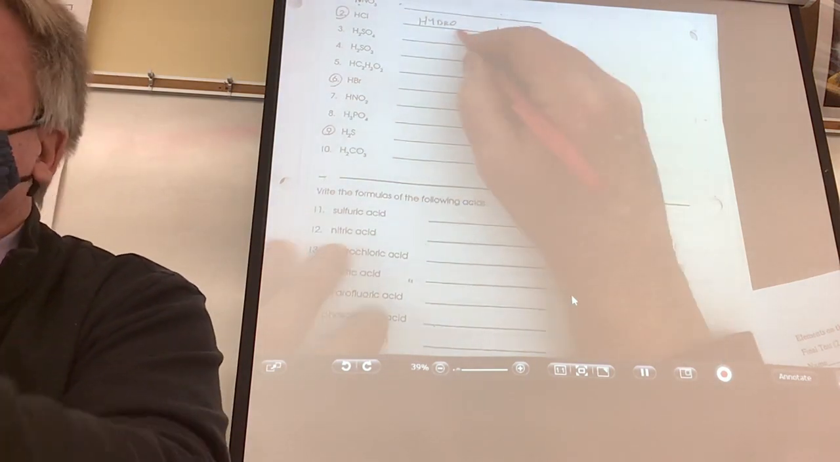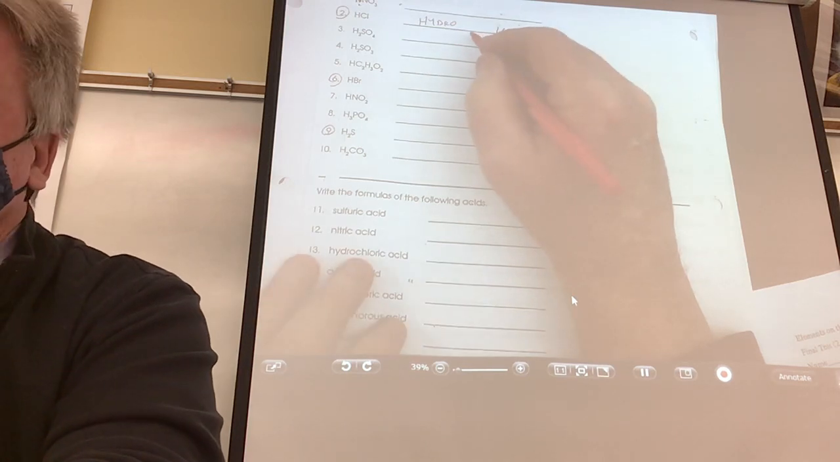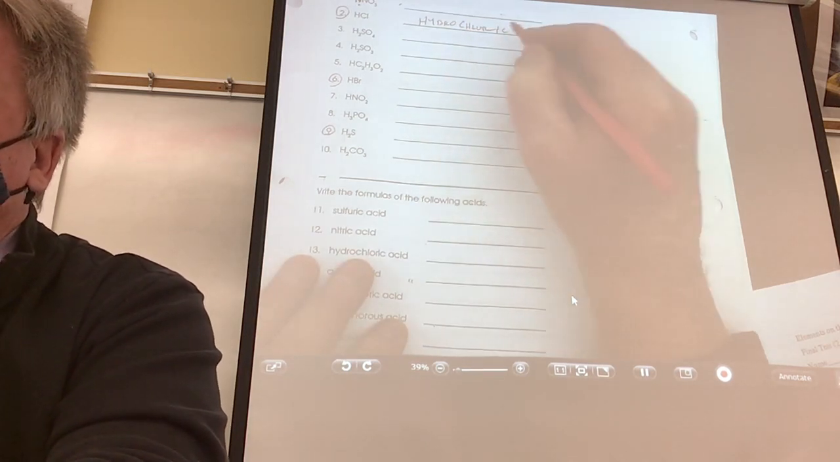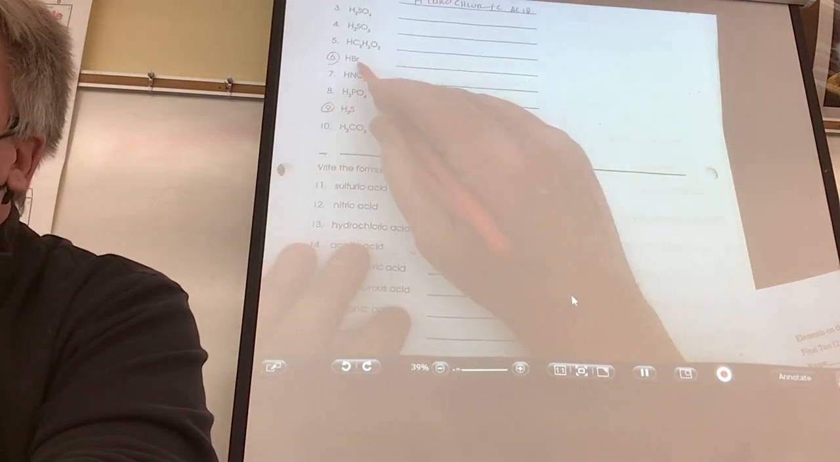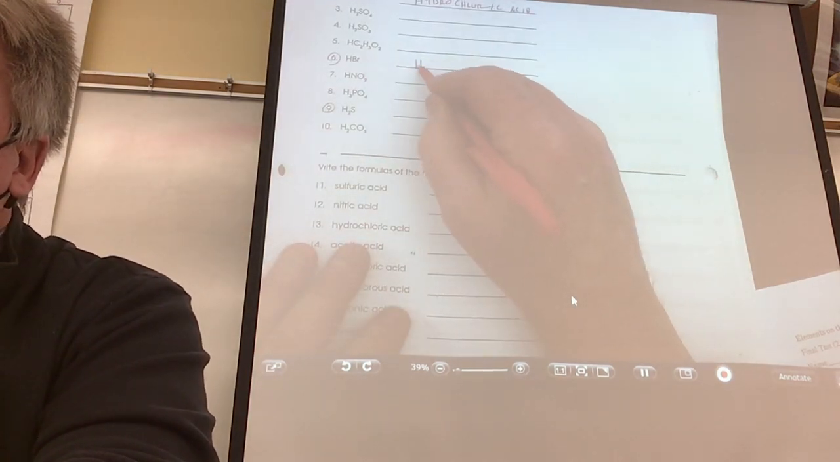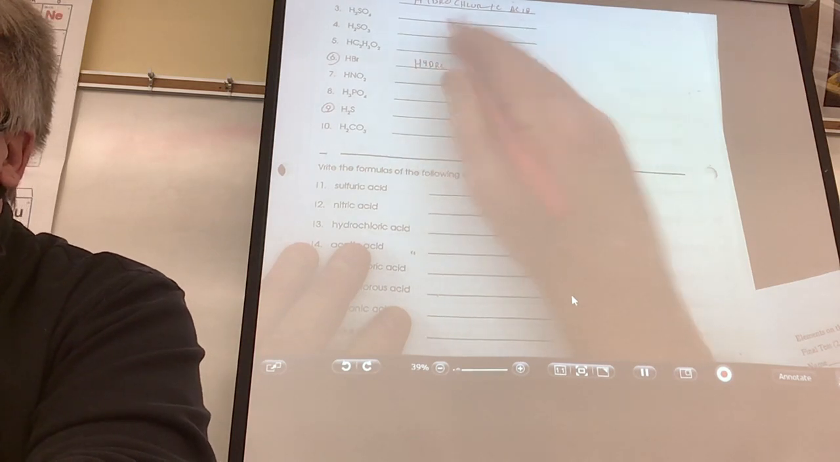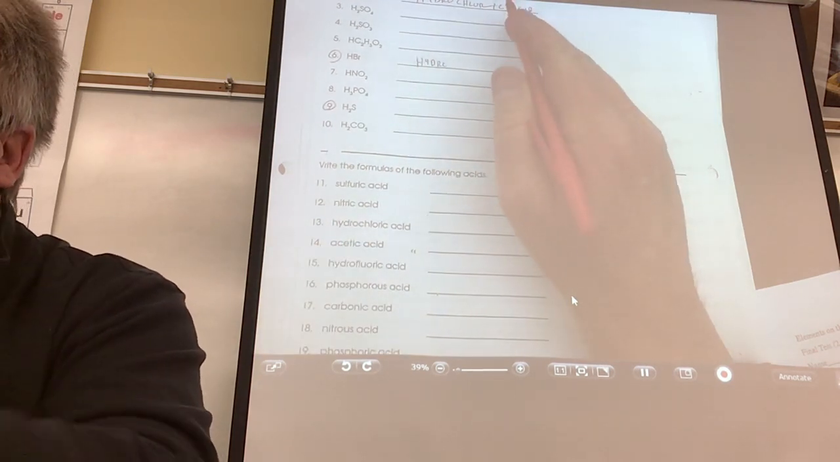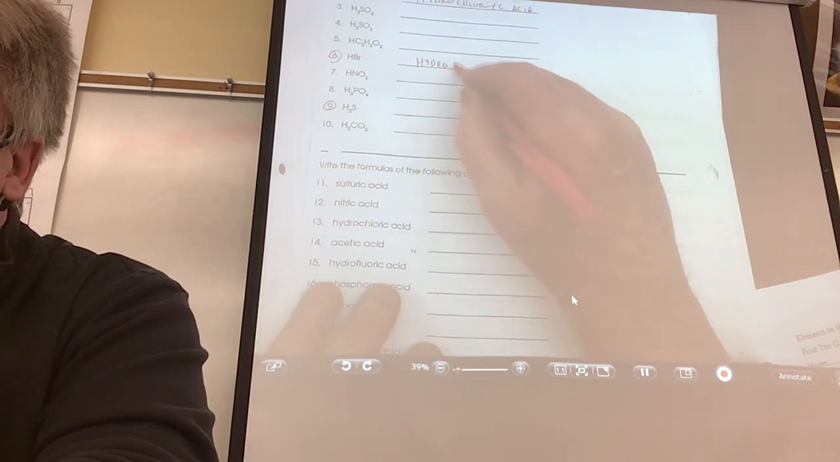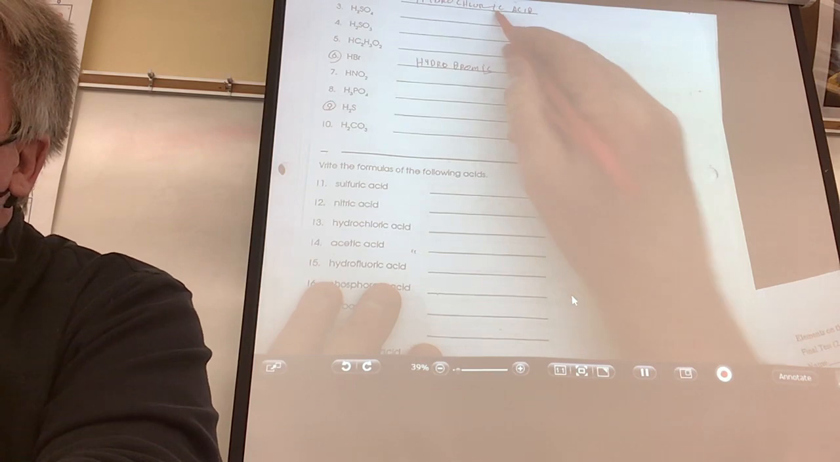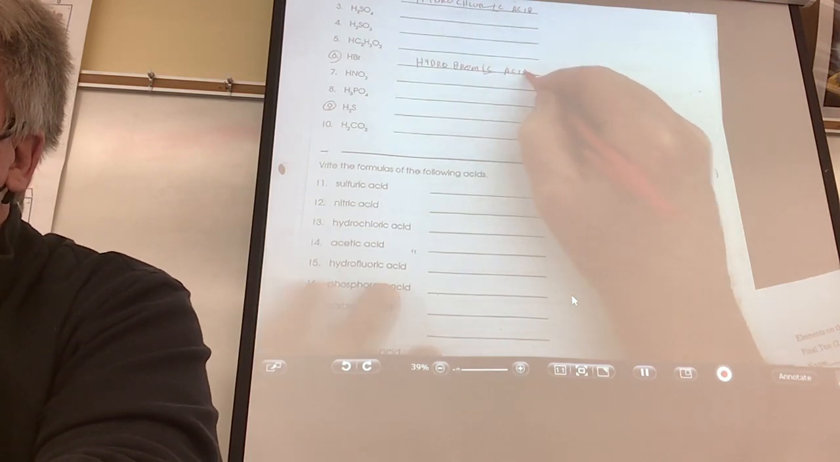So what is this one? What's the middle part of this going to be? Hydrochloric acid. Now go down here. No oxygen. What are you going to start with? Hydro. I'm going to use my model, aren't I? Use your model. Hydro what? Bromic. Has ic on the end, doesn't it? Acid.